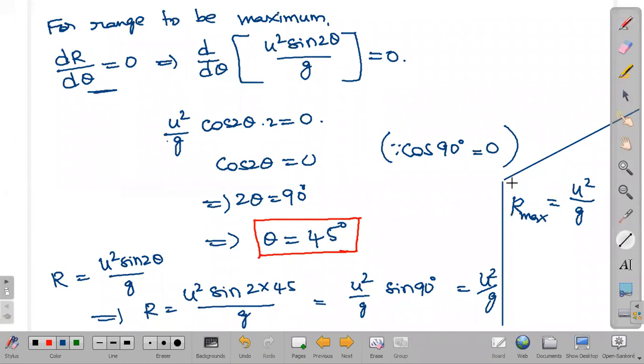Now here, directly also we can say by looking at the expression of R value. So here u square and g are constant. For which angle of projection it is maximum? When sine 2θ value is maximum, R will be maximum. So when is sine 2θ maximum? Sine values will be maximum for 90 degrees. So when 2θ is 90, we will get sine as maximum. So 2θ is 90 means θ is 45. In that way also we can go with θ equal to 45 degrees. We will have the maximum value.